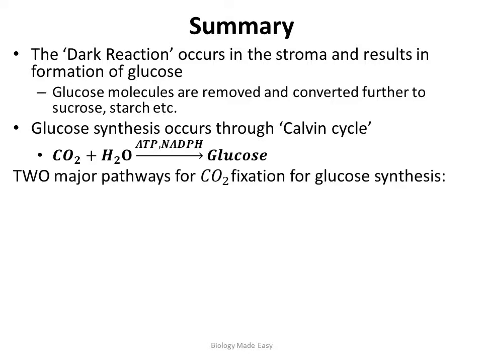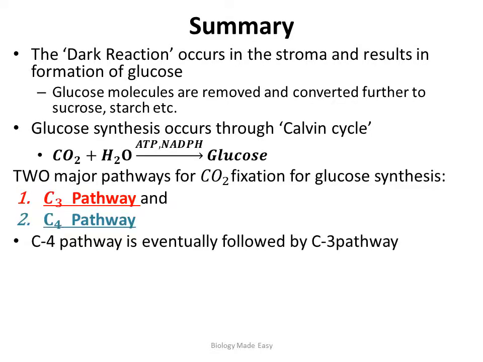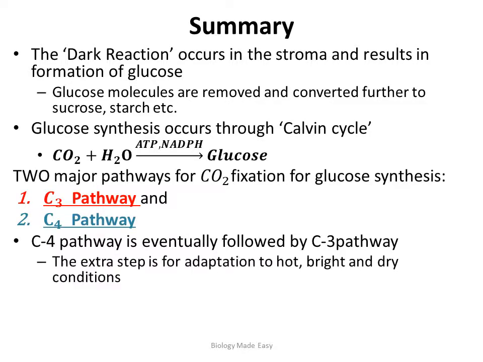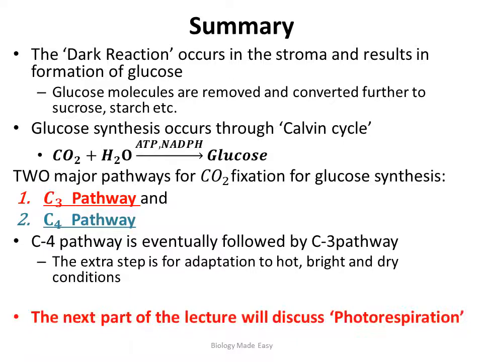Two major pathways for carbon dioxide fixation occur for glucose synthesis. These are C3 pathway and C4 pathway. C4 pathway is eventually followed by C3 pathway. The extra step is for adaptation to hot, bright and dry conditions. The next part of the lecture we shall discuss photorespiration.